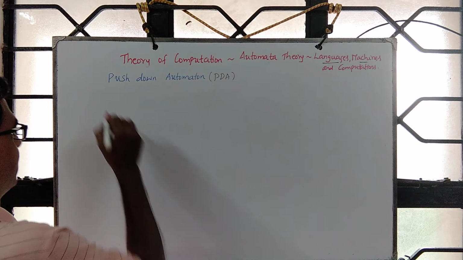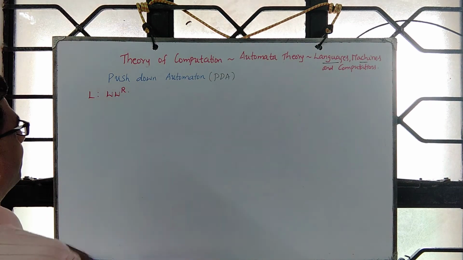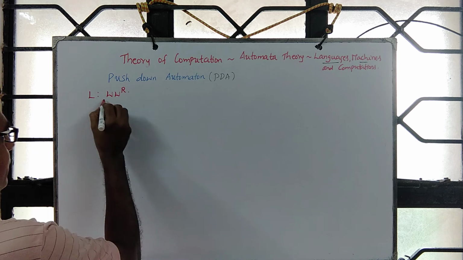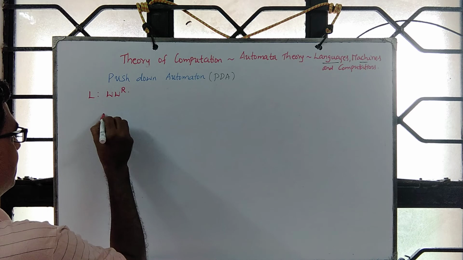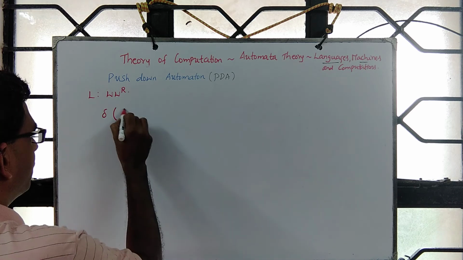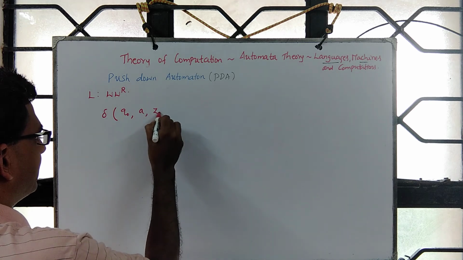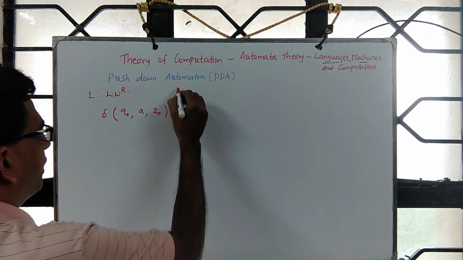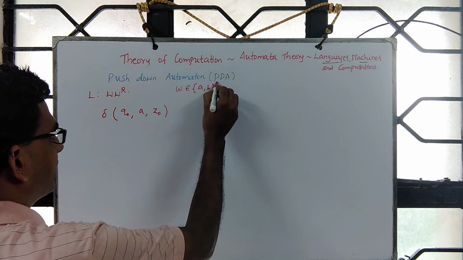Here is the description for WWR. So very similar to WCWR, let's scan and start accepting things. So Q0, comma, A, comma, Z0, and W is a string over {A, B}*.